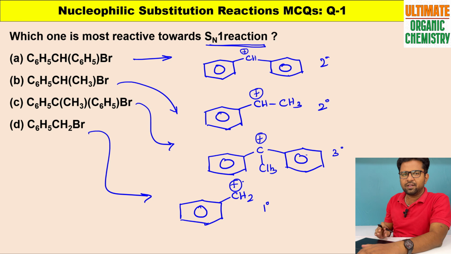So you know that the tertiary carbocation is the most stable. Fine. So that means among all the 4 carbocations, this cation is the most stable. That means it is formed very easily. That means once it is formed, the second step will be much faster. So among the 4 species, option C, this compound will be the most reactive because it will give the most stable carbocation. That's it.